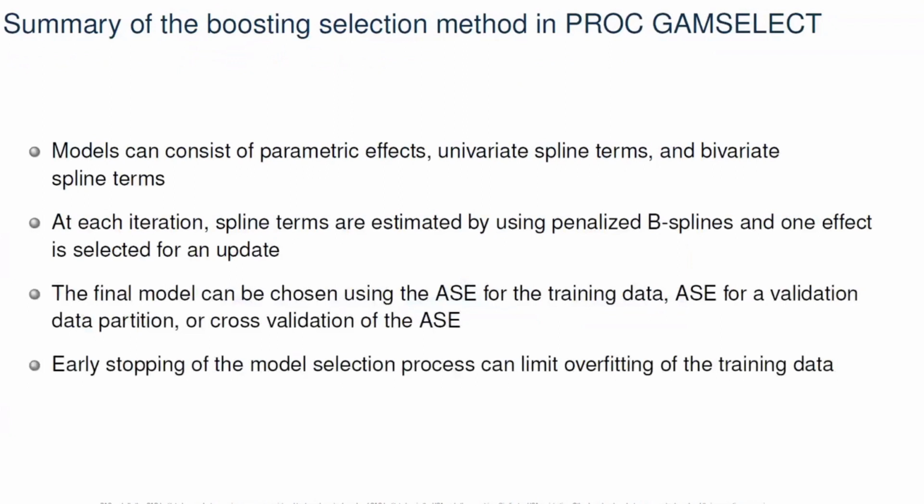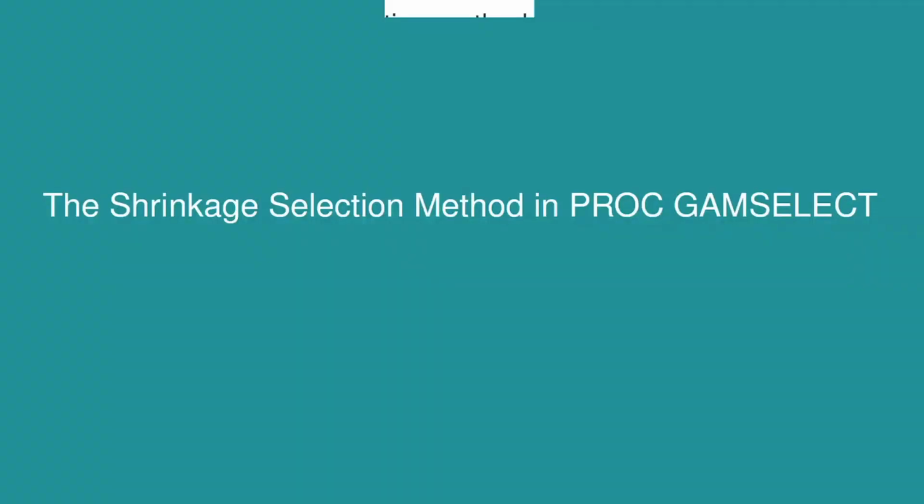So to summarize the boosting selection method in PROC GAMSELECT, you can use it to build generalized additive models comprised of parametric effects, univariate, and bivariate spline terms. At each step in the algorithm, one effect is selected for update in the model, and that model can be based on the training data ASE, cross-validation of the ASE, or by using a validation data partition. So let's now move on to discuss the shrinkage selection method in PROC GAMSELECT.